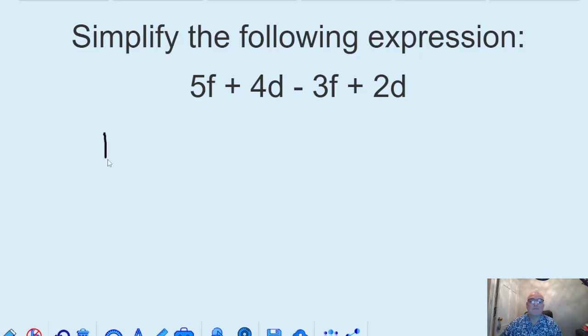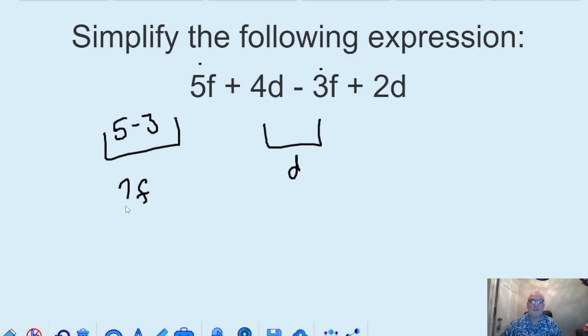Okay, so let's see how you did. I've got F's and I've got D's. So I'm going to put my 5F in first, and then I'm going to subtract my 3F from it. So 5 take away 3 gives me 2 lots of F, and then I'm going to put my 4D, and this time I'm adding 2 D's to it. So 4 plus 2 gives me 6 lots of D. And again, because that's positive, I'll put my plus sign in between it. I've got 2F plus 6D.